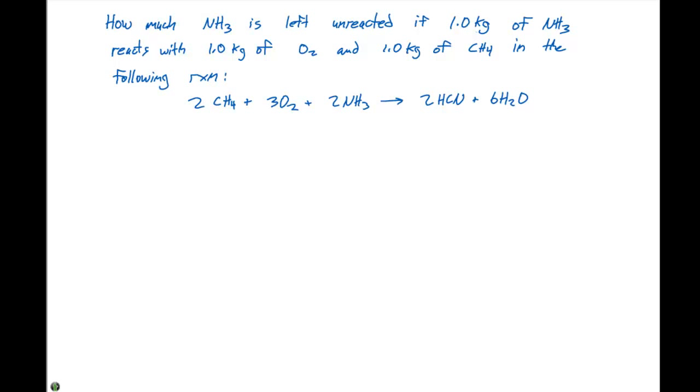In addition to calculating limiting reactants and how much of a product is produced, we can determine how much of one of the other two reactants is left unreacted. So in this example, we're going to ask how much NH3 is left unreacted if 1.0 kilograms of NH3 reacts with 1.0 kilogram of oxygen and 1.0 kilogram of methane in the following reaction. So same reaction from the previous problem.